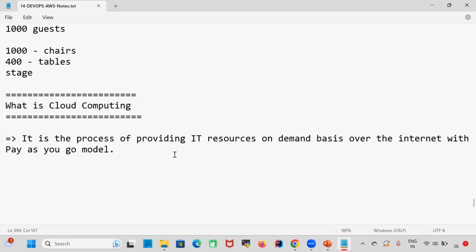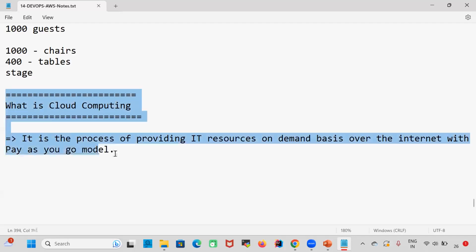Similarly, in cloud computing also, you can take the resources, whatever you want. You want servers, you want database, you want storage, you want network, you want security, whatever you want, you take, you use. At the month end, for how much you used, for that much the bill will be generated. That is called pay as you go model. Here, when you go for cloud computing, you no need to purchase anything. Whatever you need, you take it, you use it. At the month end, the bill will be generated, you pay the bill for that. That is called cloud computing.